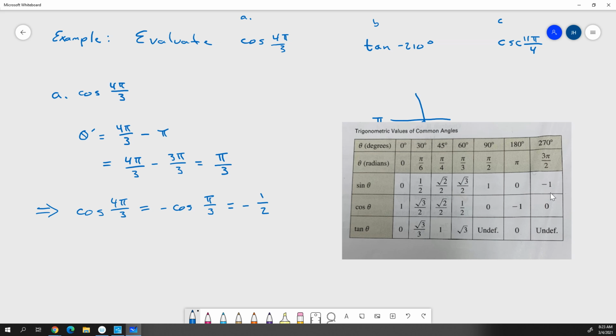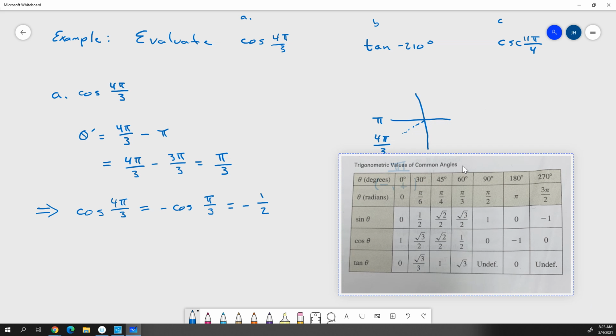We know we've got to apply the negative because cosine is x, right? And in this quadrant, all of our x's are on the negative side. So once we figure out it's just cosine of pi over 3, all we have to do is apply the negative to whatever that function value is.